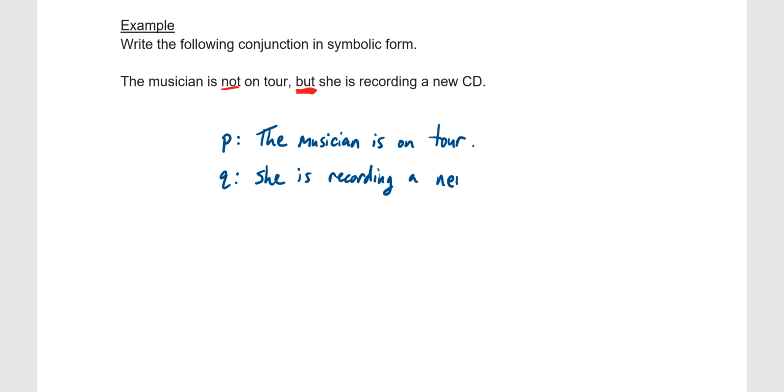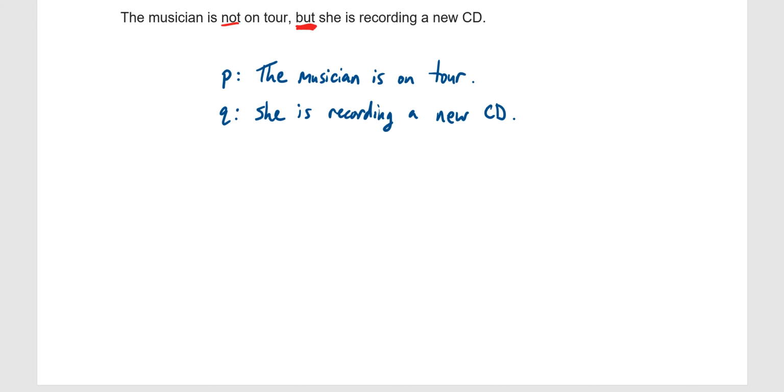Okay, so when we are combining these to form the conjunction, what we have to do is remember that the first statement is actually negated. So it's going to be the negation symbol, P. This means the musician is not on tour. And then we see the word but, and that is the conjunction, so we use the symbol for a conjunction. But she is recording a new CD, which is statement Q. Okay, this is the symbolic form of that statement.